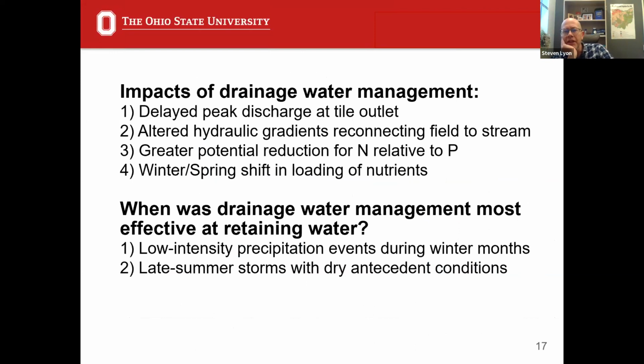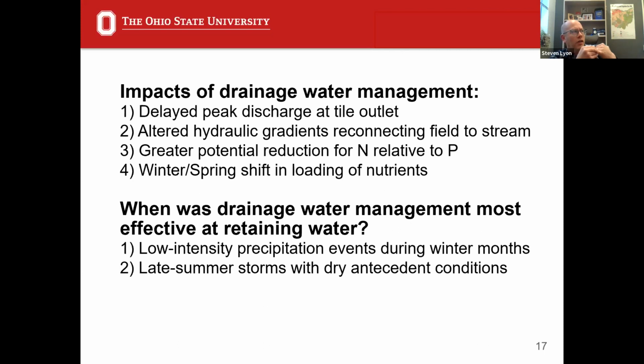Some of the take-homes from this work, thinking about the impact of drainage water management: from our field site here, and this is just one field site example, we've seen a delayed peak in discharge of the tile outlet and altered hydraulic gradients that help reconnect the field to the stream. So we're altering the flow pathways, which is good from a mitigation perspective as we slow water down and allow it more time to interact with the subsurface. Based on the chemistry we've seen, there seems to be a greater potential reduction for nitrogen loading relative to phosphorus at this site, based on the data we have in hand. And thinking about when these shifts could be biggest, it seems the winter-spring period could be targeted for the largest reduction potentials.